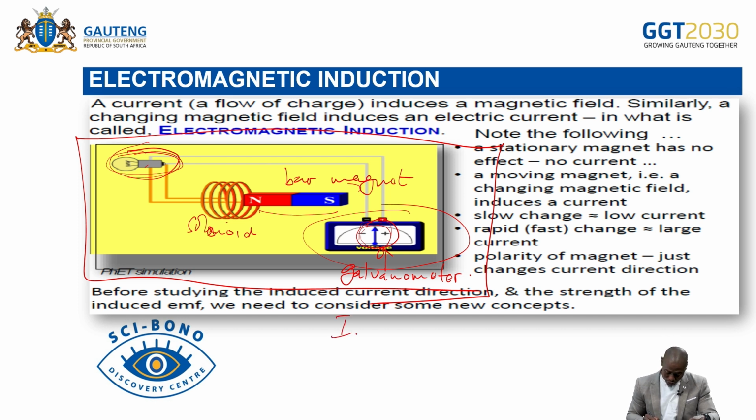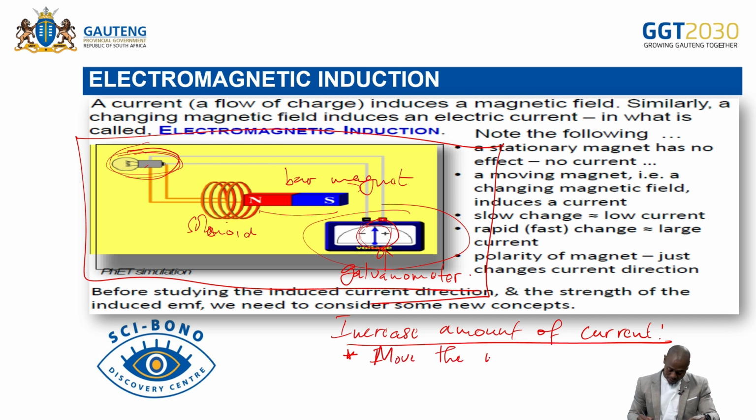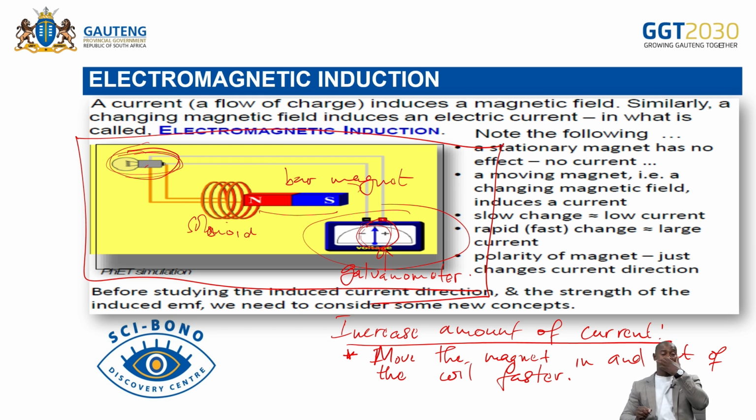So to increase the amount of EMF, or the amount of current, let's talk about current for now, what can be done? Number one, move the magnet in and out of the coil faster. If you move it faster, that is going to increase the amount of current that is induced.